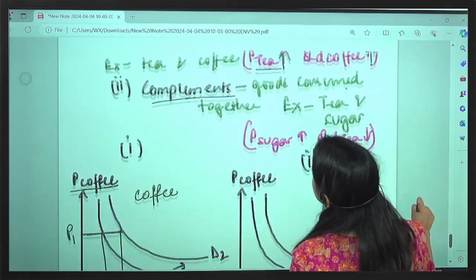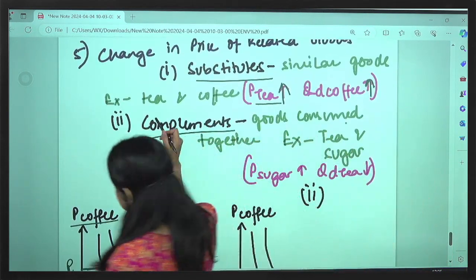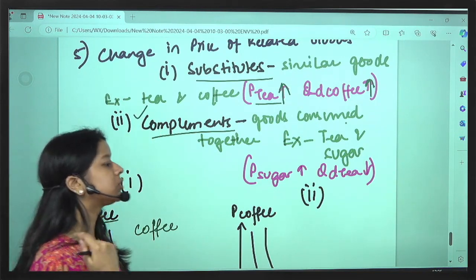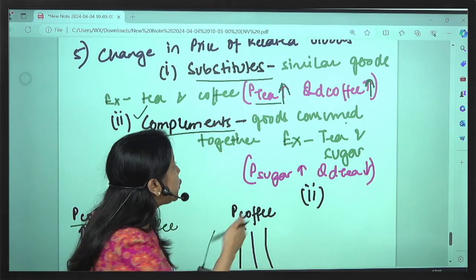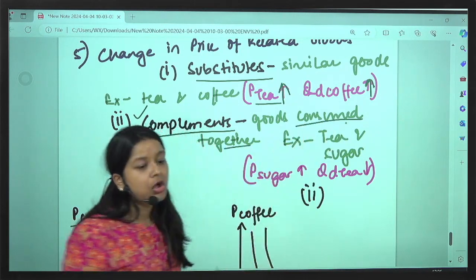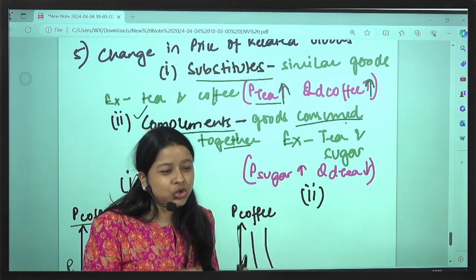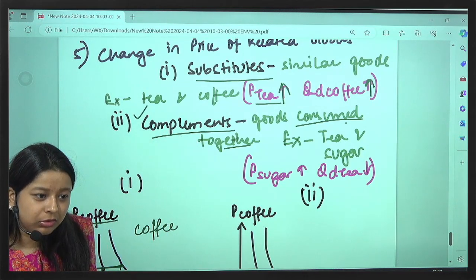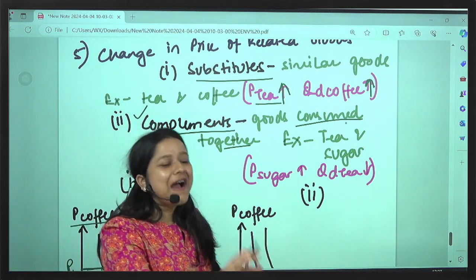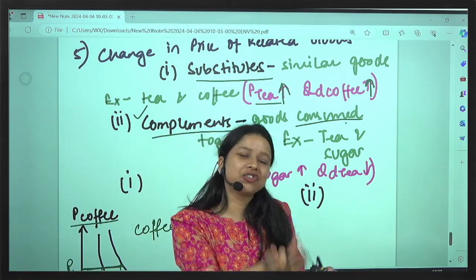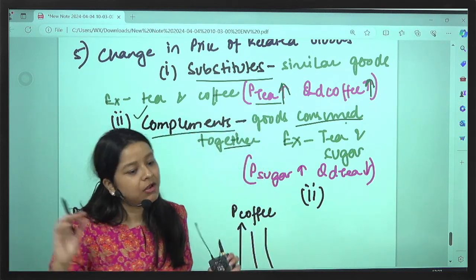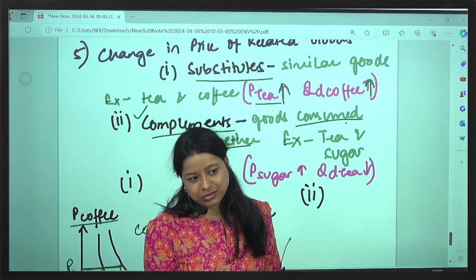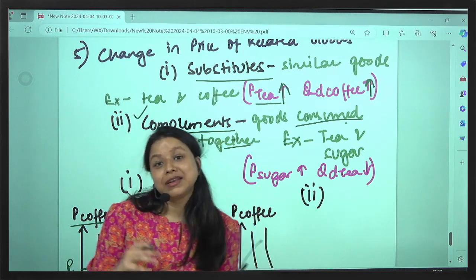Okay. Now let's talk about the other kind of goods, which is complementary goods. What do you mean by complementary goods? Goods which are consumed together. Tea, sugar, bread, butter. Fafda jalebi is something. Okay, let's go. So all the Gujarati people will come in. Fafda jalebi. What else? Biryani and aloo. Very good.